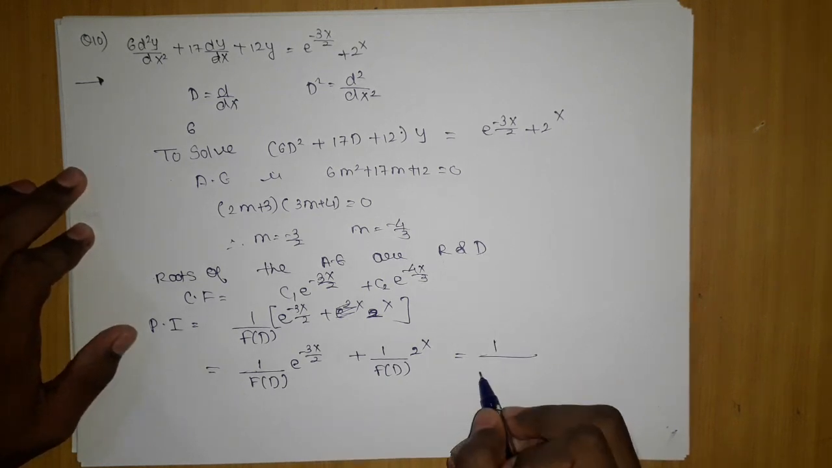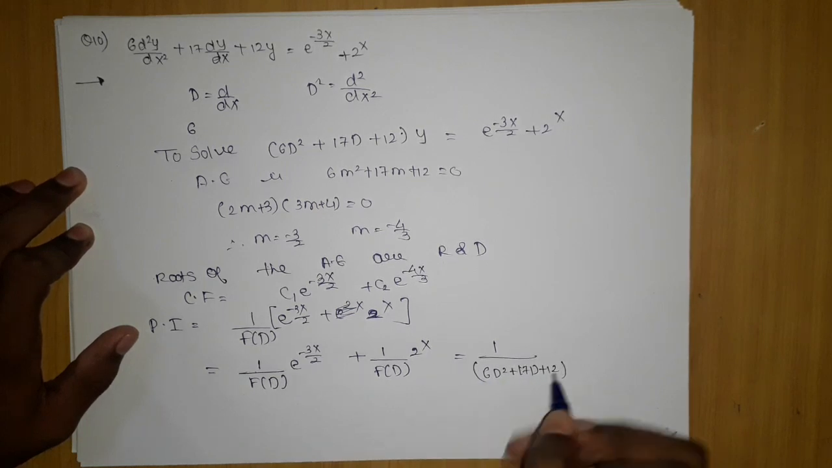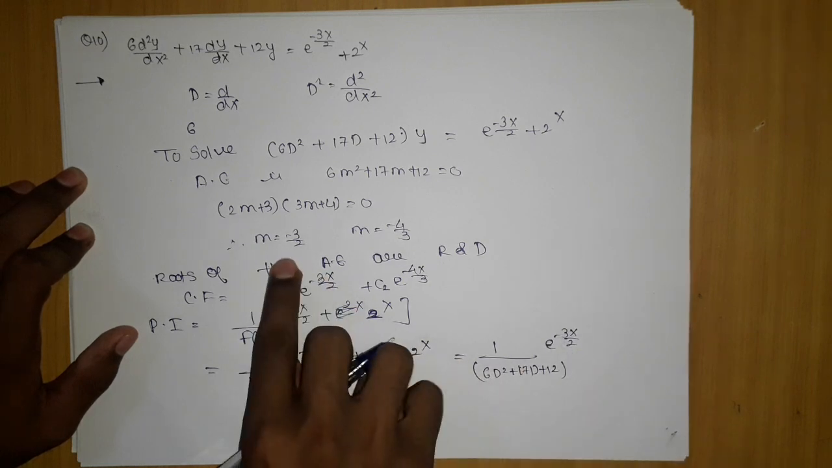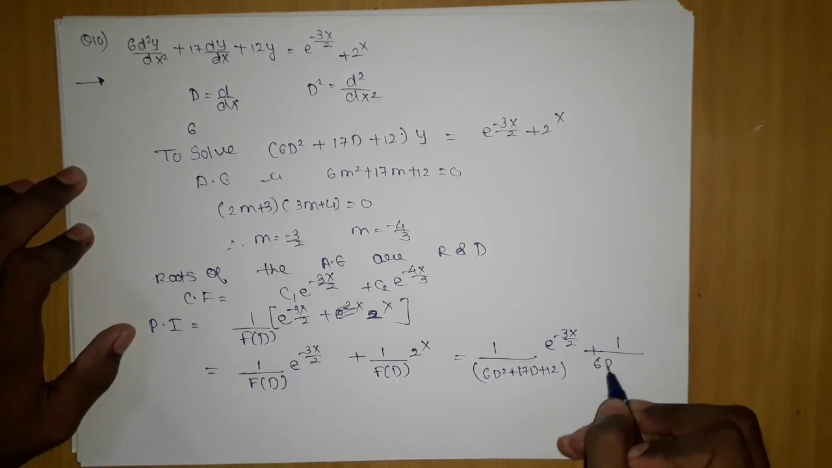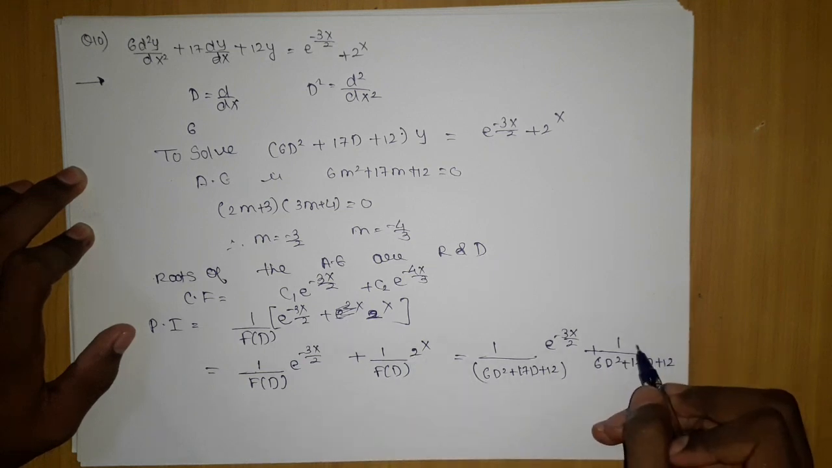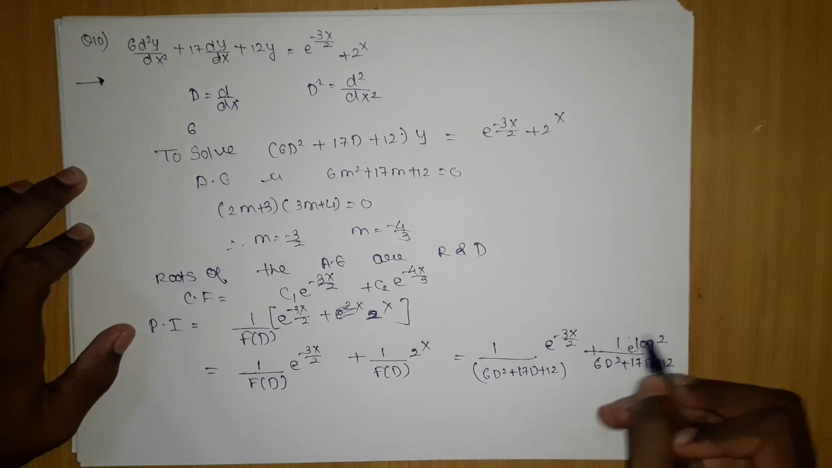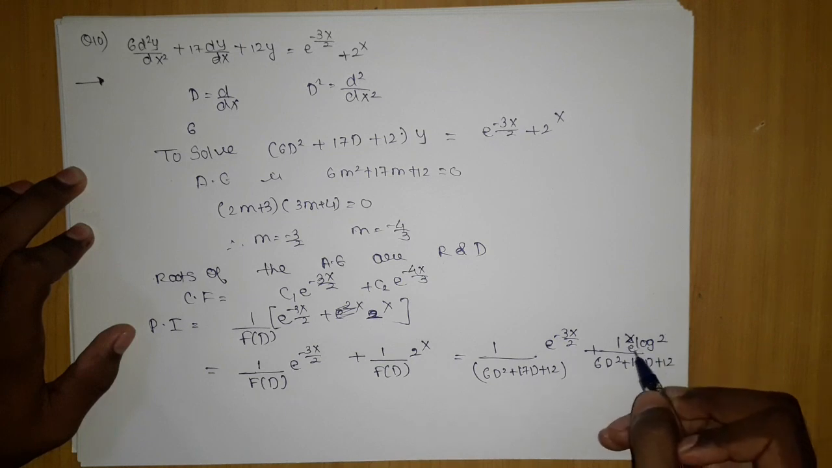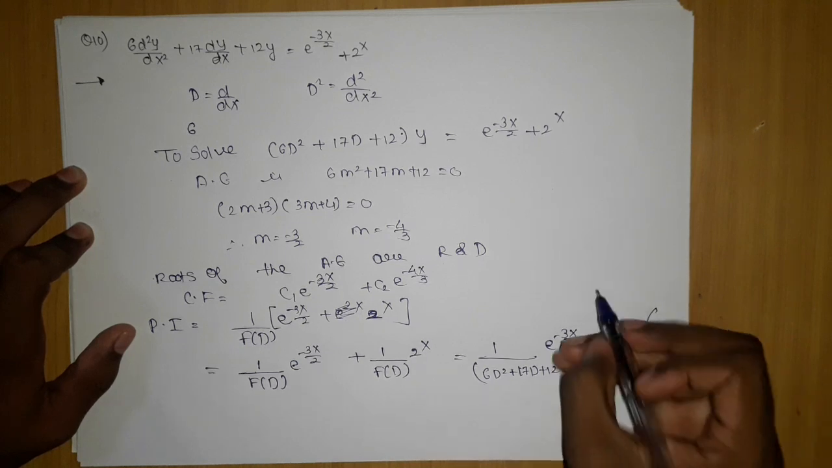First we will write f of d, which is 6d square plus 17d plus 12. Firstly, for e to the power minus 3x by 2, the result is for sure going to be 0 because minus 3 by 2 is a root. After this we will write here 6d square plus 17d plus 12. But here I can write 2 as e to the power log 2, so 2 to the power x becomes e to the power x log 2. So this is nothing but 2 to the power x only in the end.